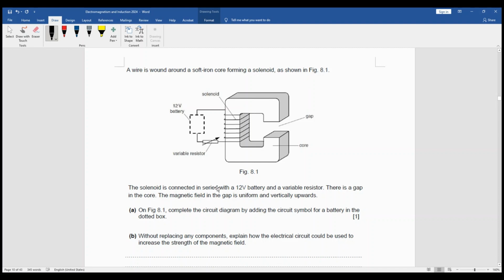A solenoid is connected with a 12-volt battery and a variable resistor. There is a gap in the coil. The magnetic field in the gap is uniform and vertically upwards. Okay, complete the circuit by adding the circuit symbol for a battery. Wow, so easy. Okay, let's just draw. One long, one short. Okay, I draw in the battery. What else do they want?